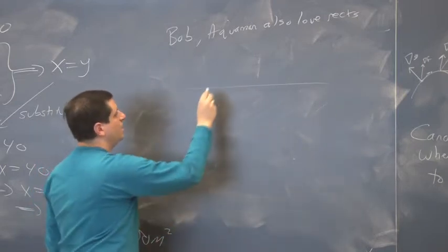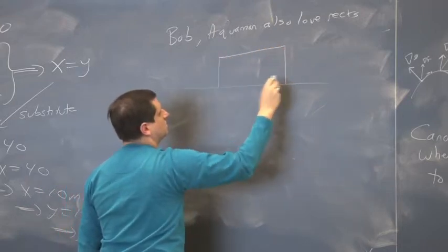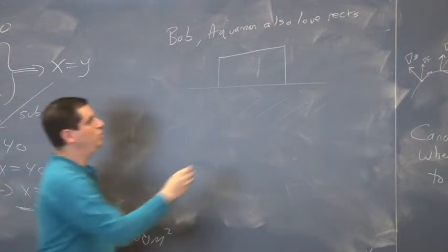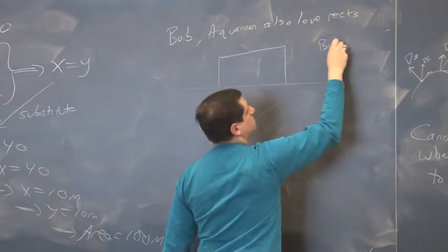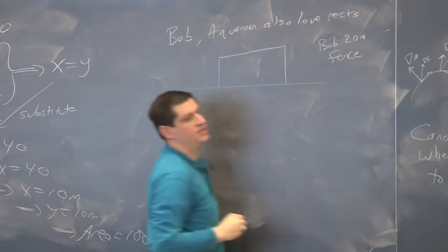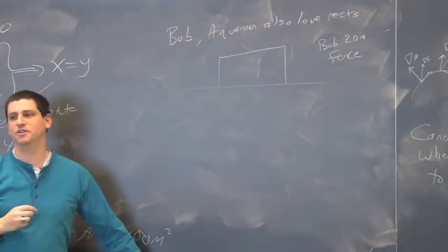Okay? So this is what Farmer Bob is going to do. And we will give Bob 20 meters of fence. Bob is the younger brother. He clearly does not deserve as much as his older brother, Brown.